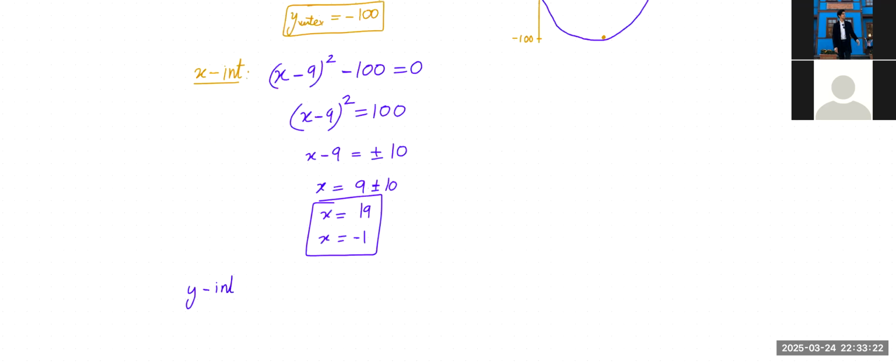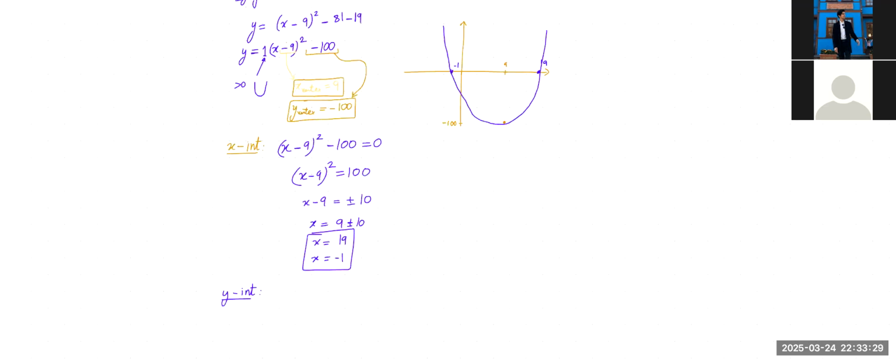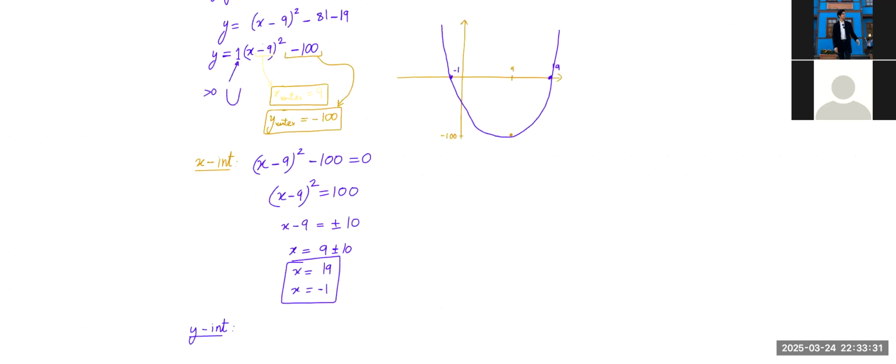Now, what about the y-intercept? How can you find the y-intercept? You tell me. How do you find the y-intercept? I substitute x. What's the value of x?